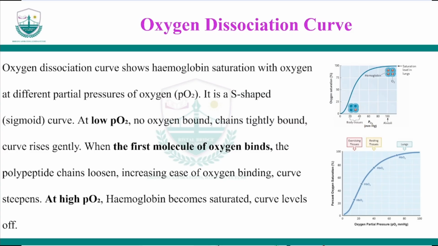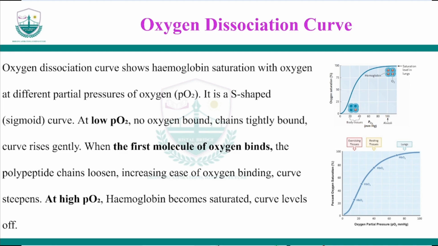the percentage saturation of hemoglobin with oxygen. It has a sigmoid, S-shaped curve. Why is it sigmoid? Because hemoglobin exhibits cooperative binding. As one oxygen molecule binds, it becomes easier for the next to attach. This steepens the curve in the middle range.